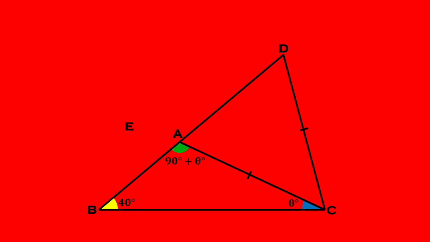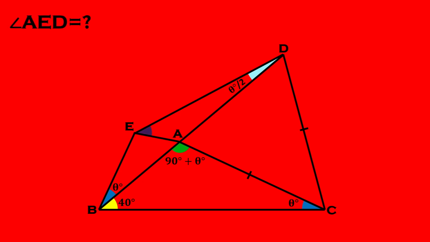Now, we also find a point E such that if we form EB, we will have that angle EBD is equal to theta, and if we form ED, we will have that angle EDB will be equal to half of theta. Finally, we form segment EA, and the question is to find the purple angle.